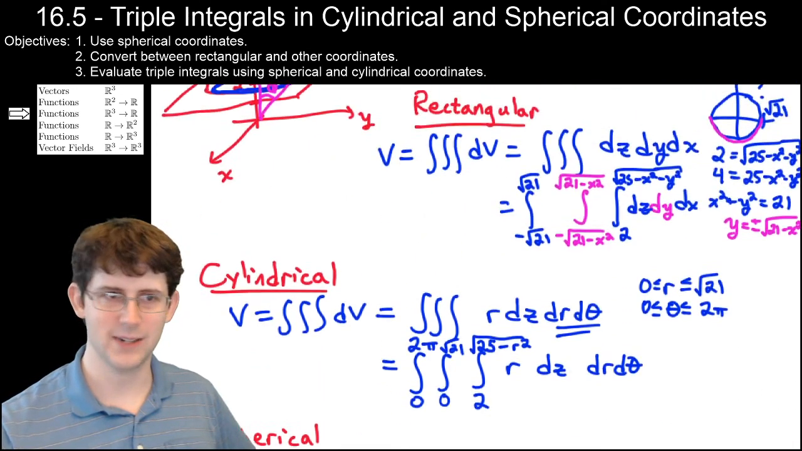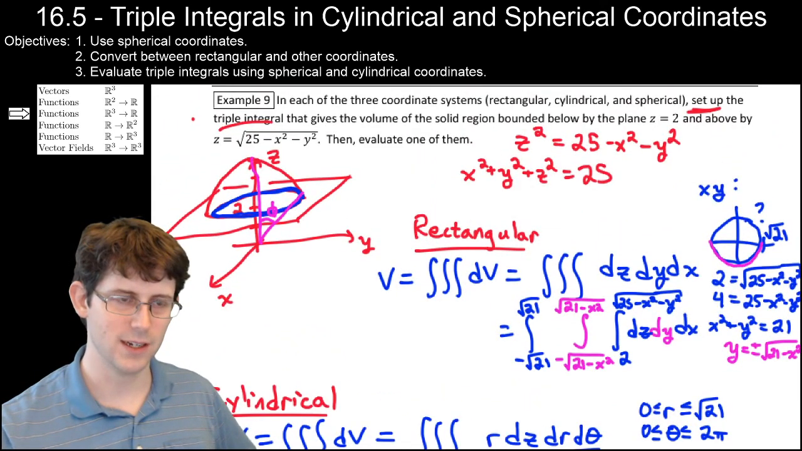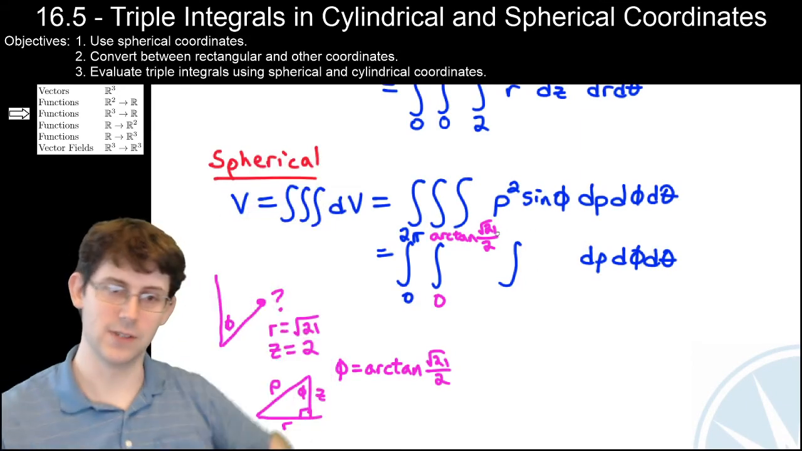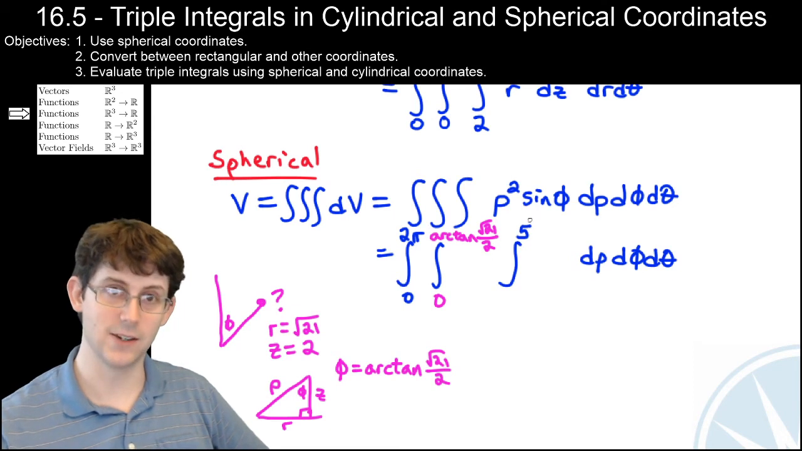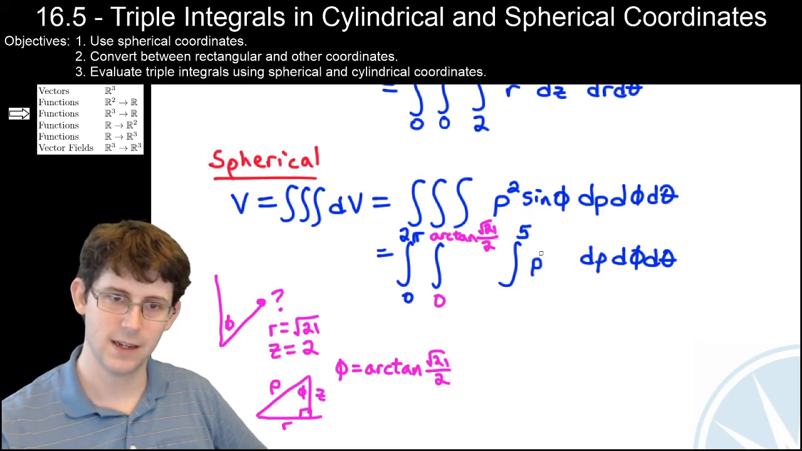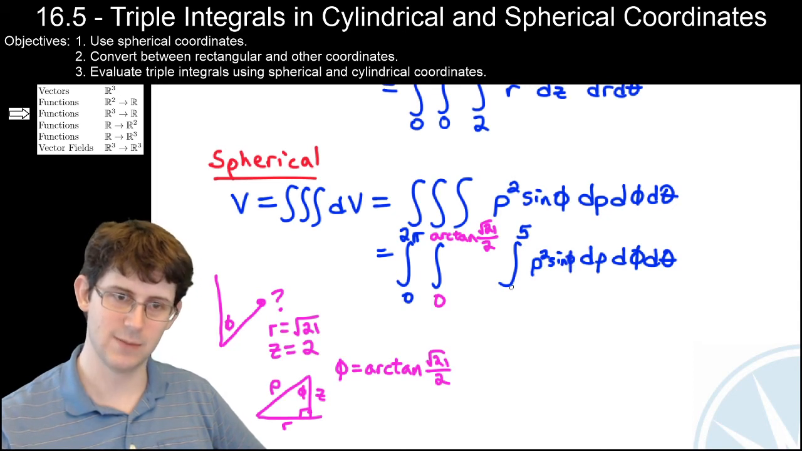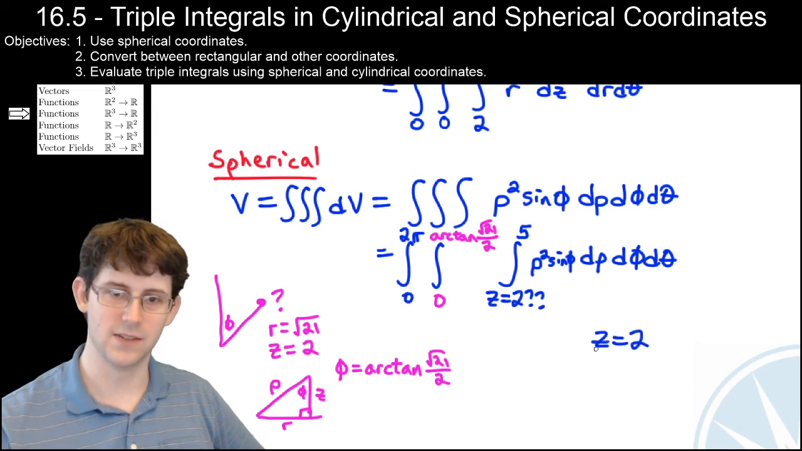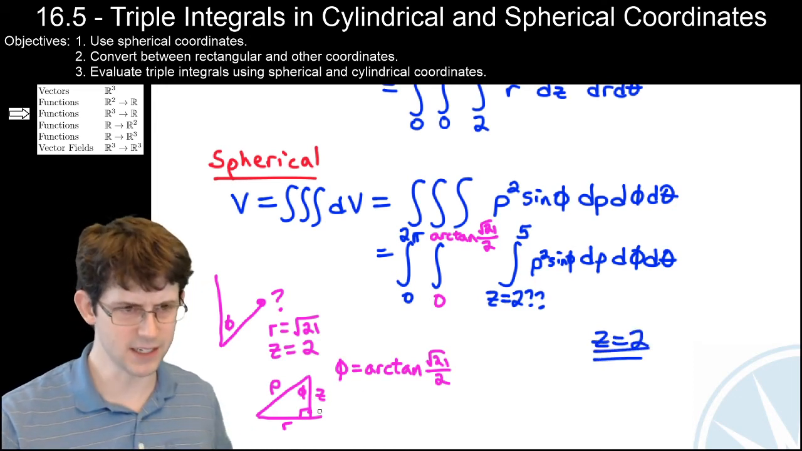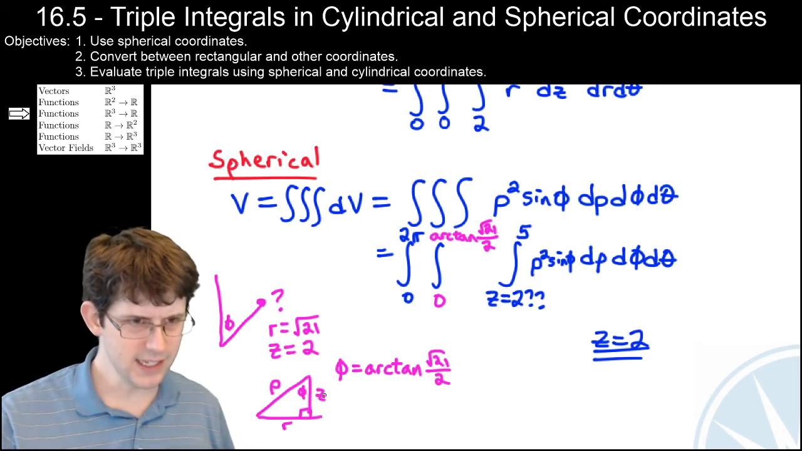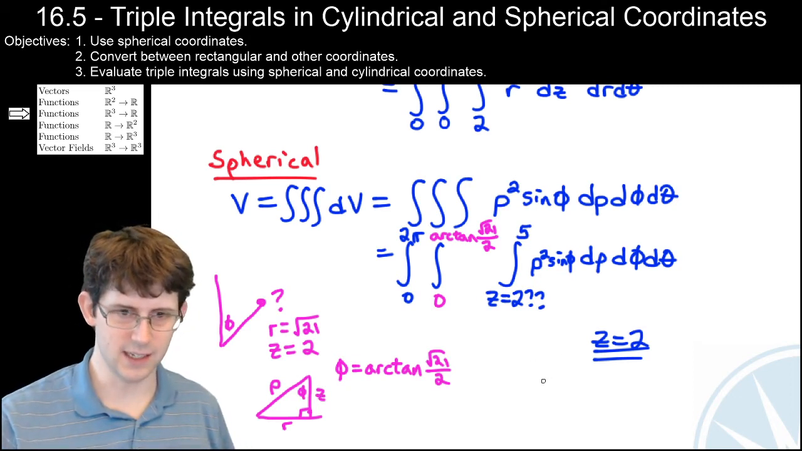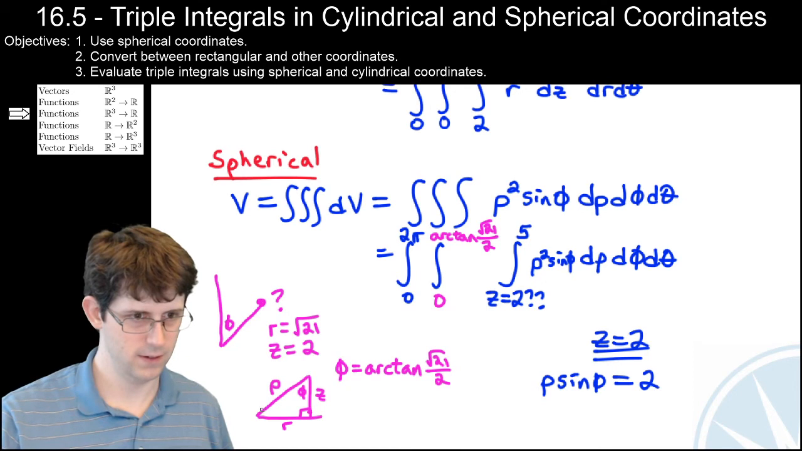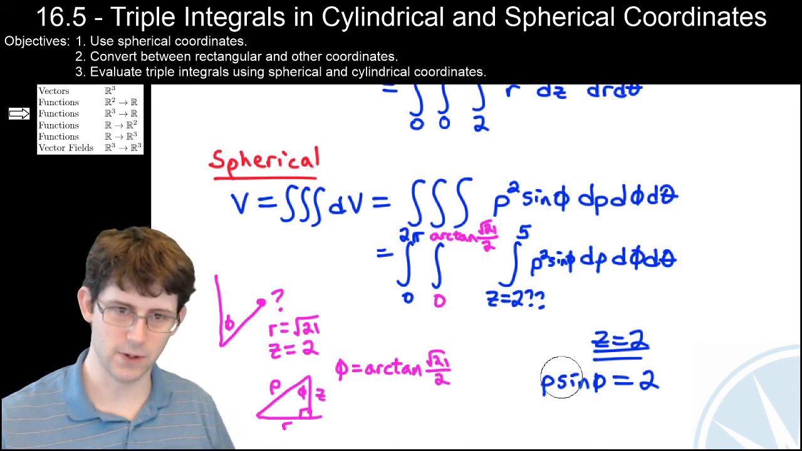Am I going to be able to get the rho bounds? I need to turn z equals 2 into something in spherical coordinates. The outermost bound, the furthest out you can get, is the sphere of radius 5. So that's good. That's rho equals 5. But the plane z equals 2 seems a little bit tough. So let's try to get z equals 2 in spherical coordinates. If z is 2, what does that mean? Well, z looks like it's adjacent to phi, so z is rho sine phi equals 2. Well, not sine. Z is adjacent to phi, so it's rho cosine phi.